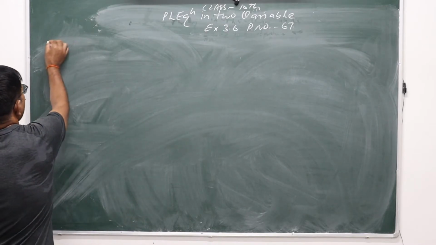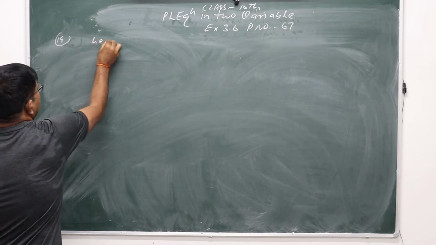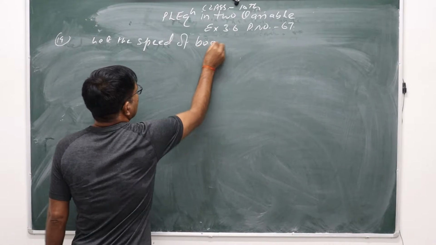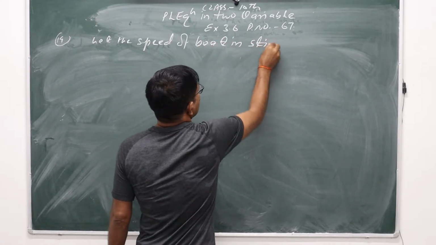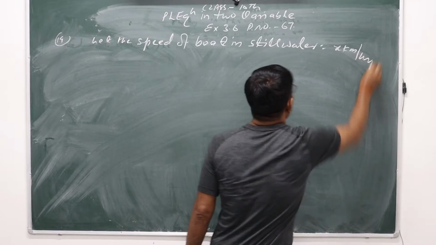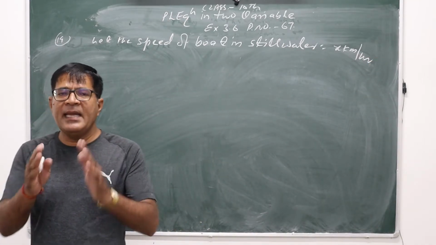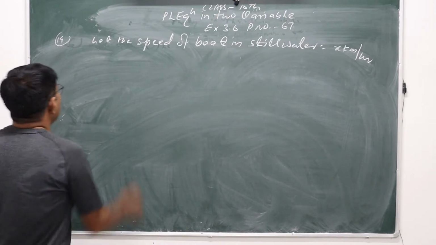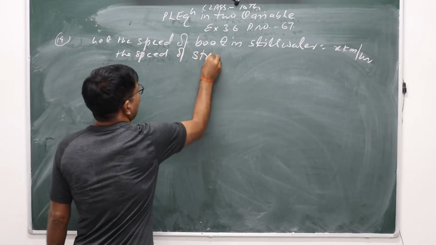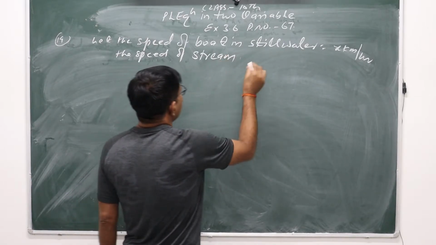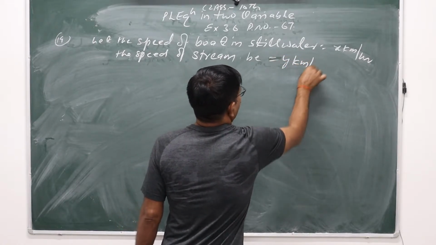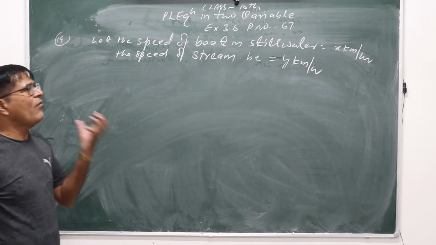So first of all, let the speed of the boat in still water be x kilometre per hour. Suppose the boat is moving in water at a speed of x kilometre per hour, and the speed of stream, meaning the flow of water, let the speed of stream be y kilometre per hour. The speed of the water is y kilometre per hour.